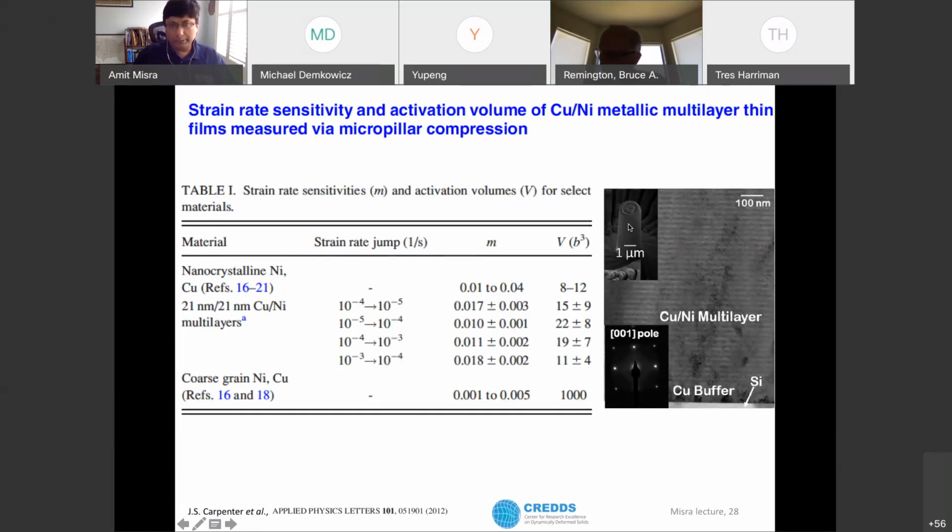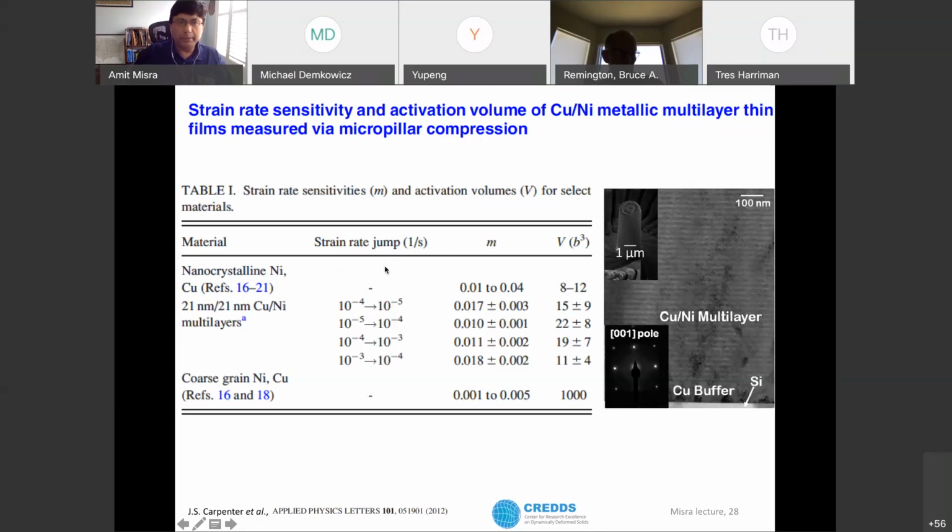And he was able to do these micropillar compression tests. All of these are low strain rates, so from 10^-3 to 10^-5, and measure the strain rate sensitivity and activation volumes and compare it to the coarse grain nickel and copper. So you see for coarse grain FCC metals, the value of m is very small, as low as 0.001. Activation volumes, as I showed before, is about 1,000 b cubed. For these multi-layers, these are much smaller. So you're seeing an effect of the fact that you have introduced additional barriers, interfaces that contain dislocations, and how things might evolve with those kinds of microstructures.